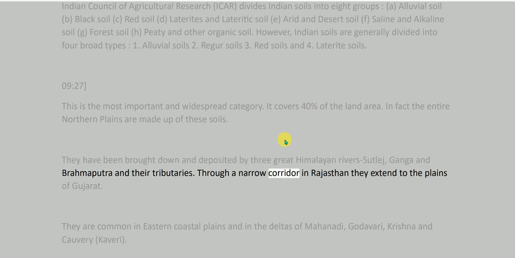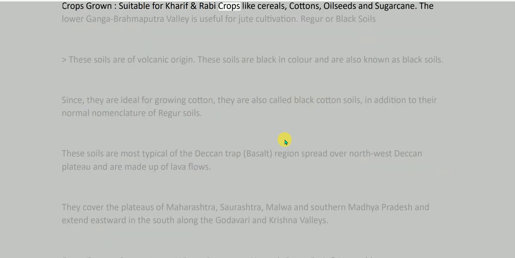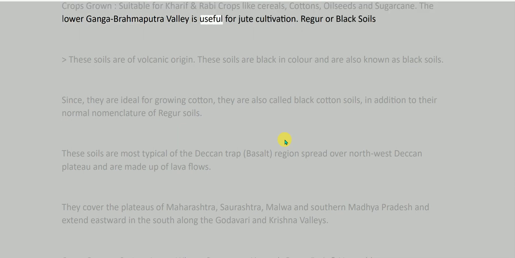Through a narrow corridor in Rajasthan they extend to the plains of Gujarat. They are common in eastern coastal plains and in the deltas of Mahanadi, Godavari, Krishna and Kaveri. Crops grown: suitable for Kharif and Rabi crops like cereals, cotton, oilseeds and sugarcane. The lower Ganga-Brahmaputra valley is useful for jute cultivation.